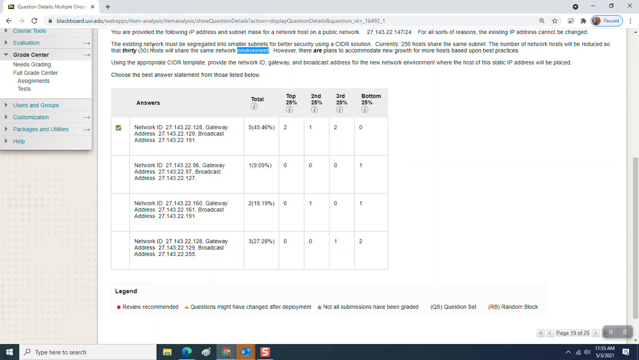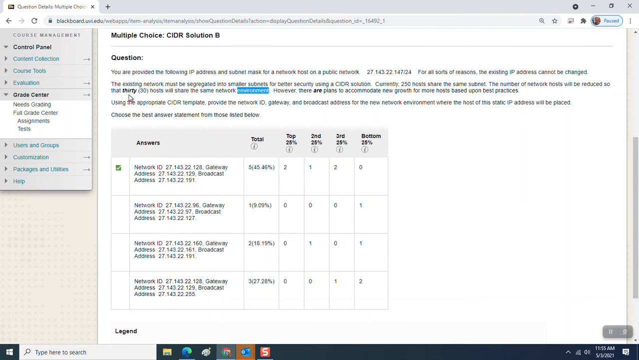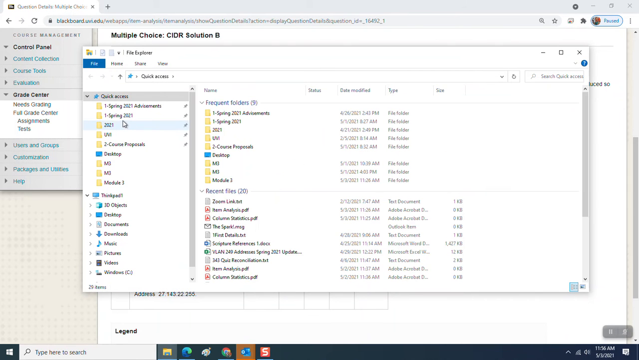Well, if you're dealing with 30 hosts, you have one CIDR template that comes close. It provides 32 addresses. Three are designated for network ID, gateway, and broadcast. So technically the gateway is a host. So you're looking at 29 usable addresses. If you add the one for the gateway, that's 30 hosts. Which template are we talking about?